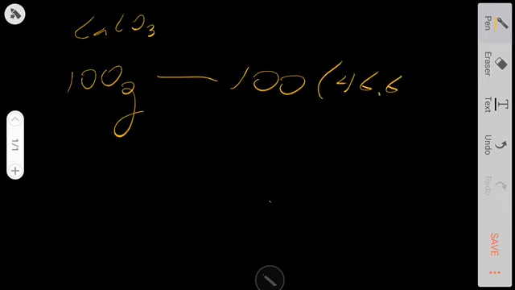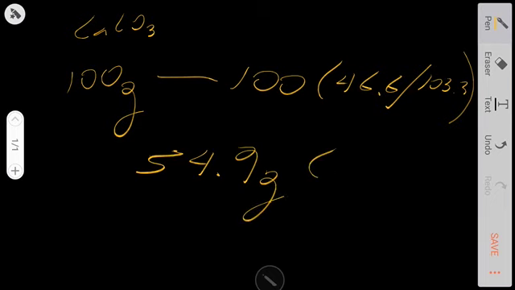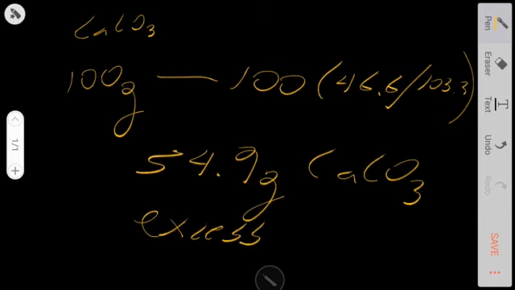So our limiting reagent of iron 3 phosphate, we were only able to make 46.6. And our non-limiting reagent, we were able to make 103.3 grams. When you multiply these out, you should get an answer that you have 54.9 grams of calcium carbonate that is remaining or in excess.